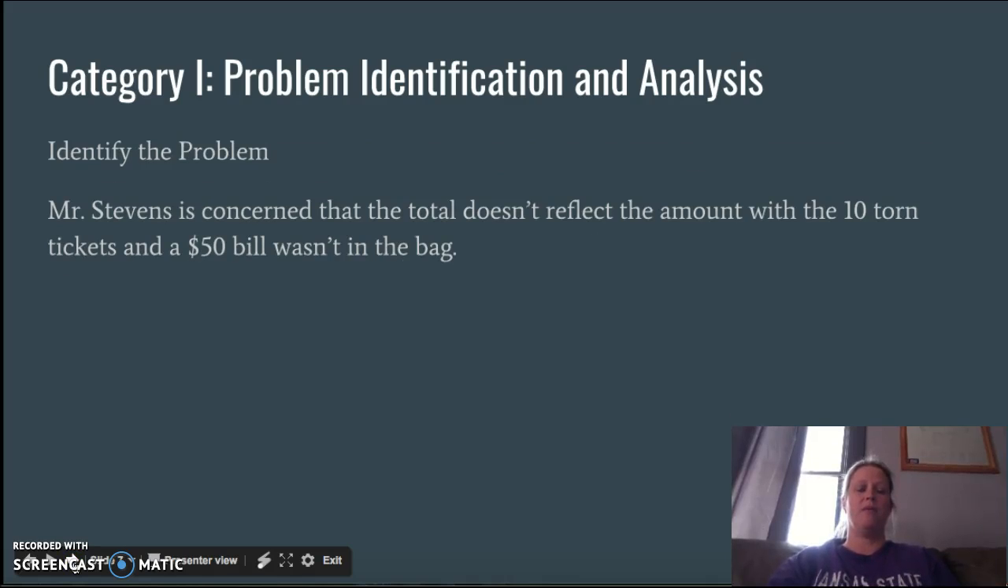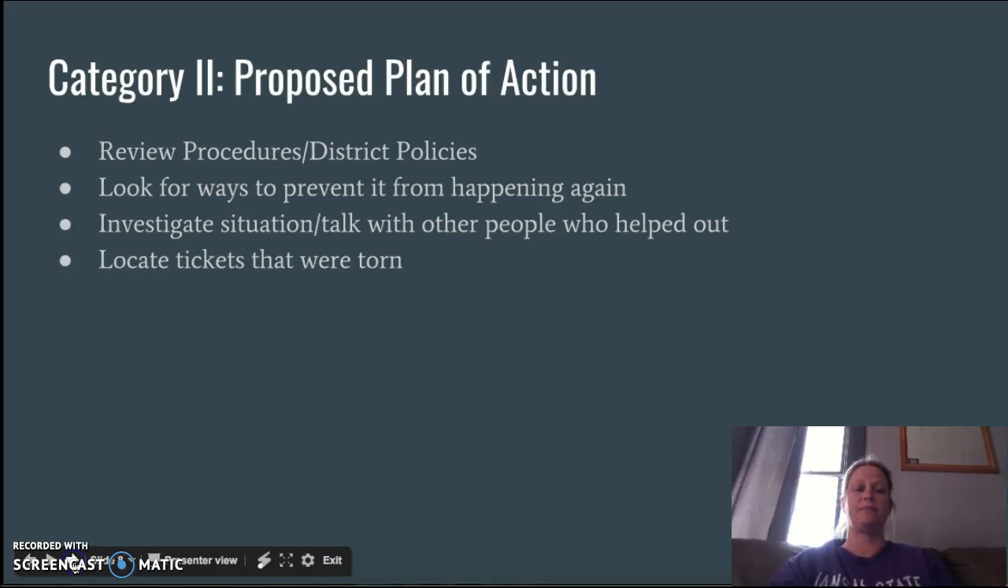Identify the problem. The problem here, I believe, is Mr. Stevens is concerned that the total doesn't reflect the amount with the 10 torn tickets and the $50 bill wasn't in the bag. So he has to investigate this to see what has happened and what procedures or steps to take next.